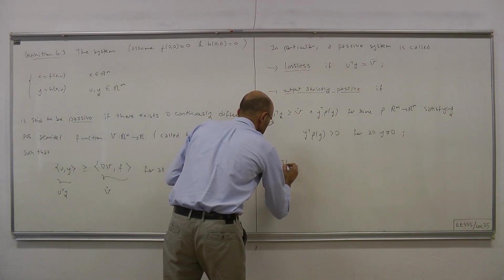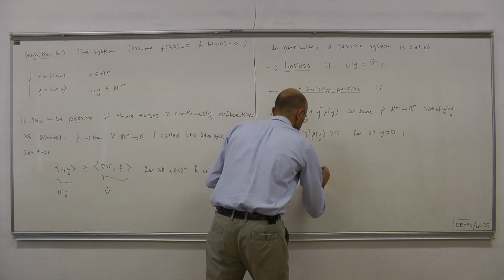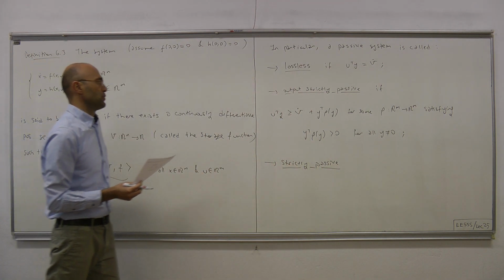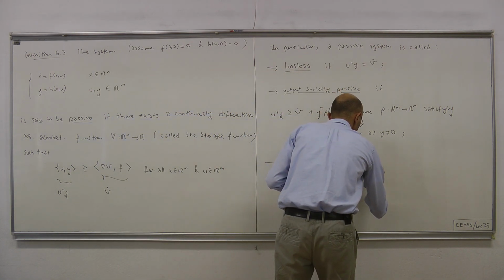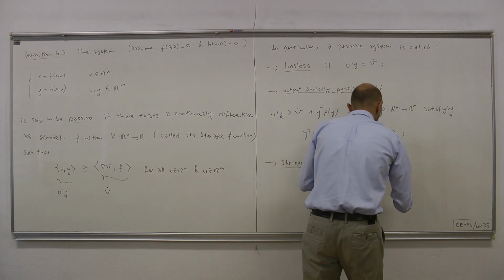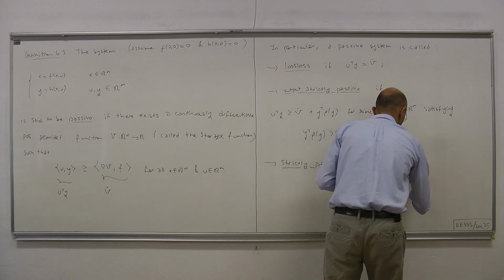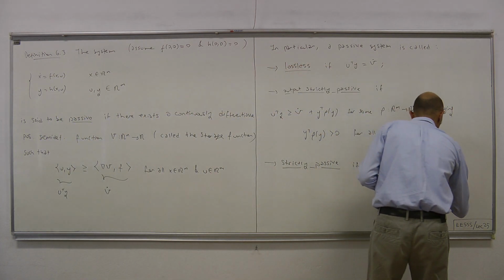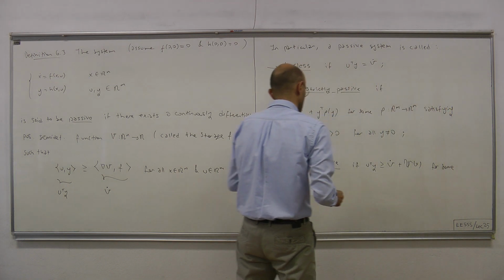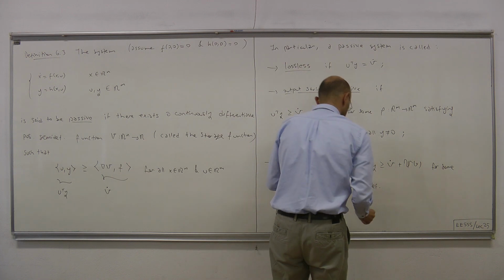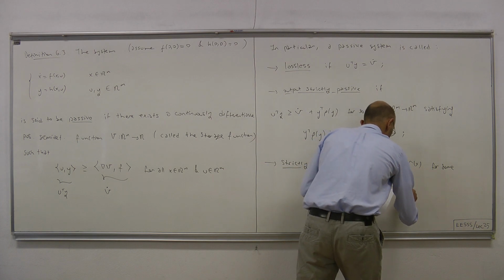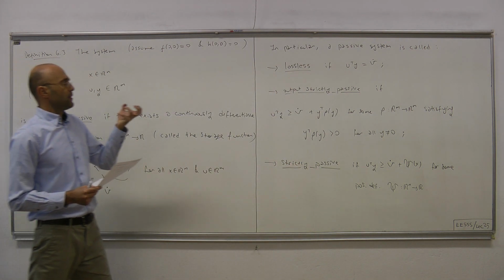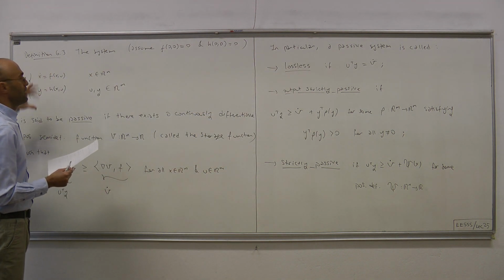And strictly passive. Okay, a more restrictive version of output strictly passive if u transpose y is greater than or equal to V dot plus some positive definite function of x, psi of x, or some positive definite with respect to state function psi from R^n to R. Okay, so that's the sub-definitions of passivity for a dynamic system.